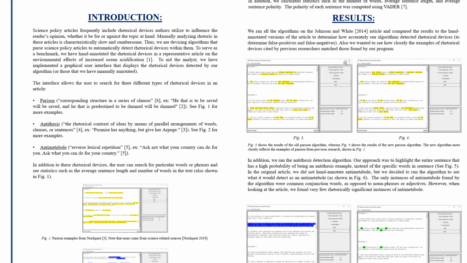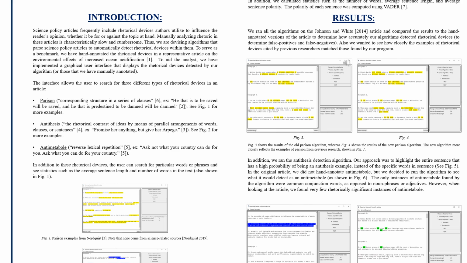Next we have antithesis, which is the rhetorical contrast of ideas by means of parallel arrangements of words, clauses, or sentences. For example, promise her anything but give her Arpege. So promise her anything, give her Arpege, two contrasting ideas to make one global picture.